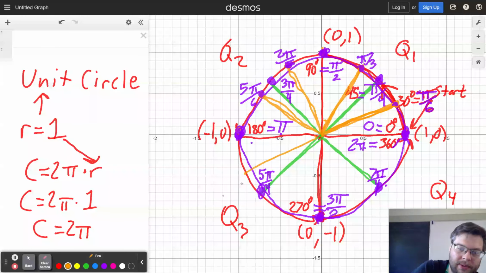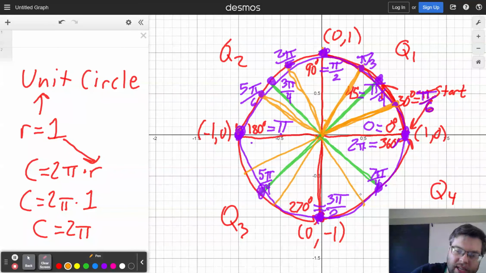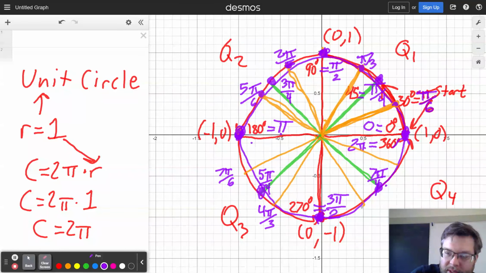Then we have 7 pi over 6, 8 pi over 6, 9 pi over 6 that's straight down, 10 pi over 6, and 11 pi over 6. So we can add those in. 7 pi over 6, 8 pi over 6, which reduces to 4 pi over 3. 9 pi over 6 reduces.